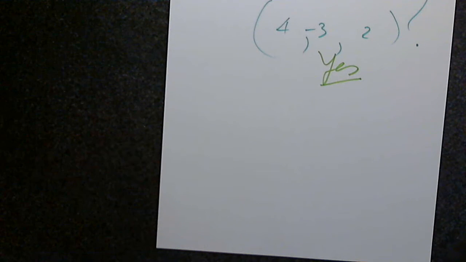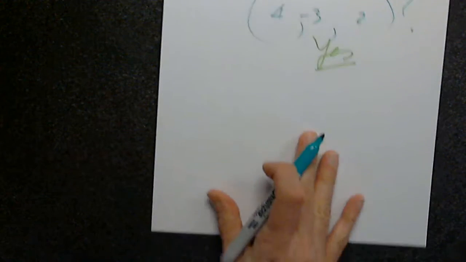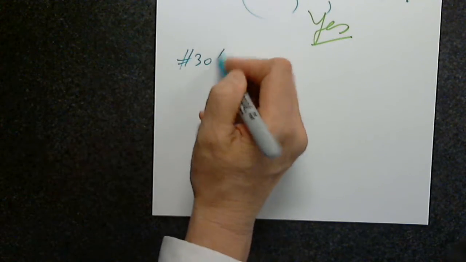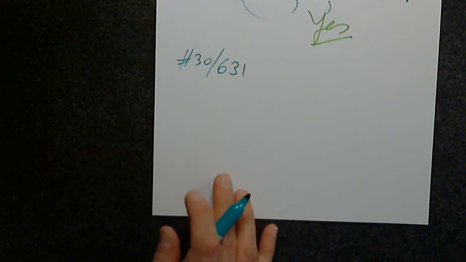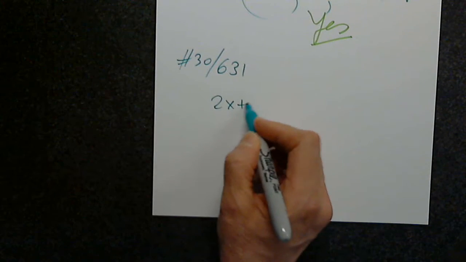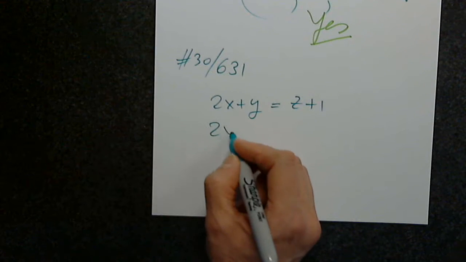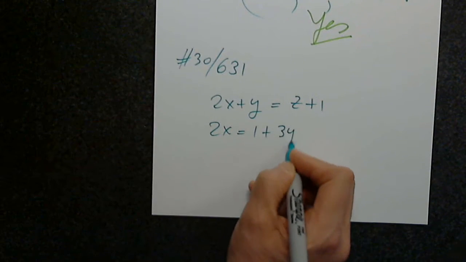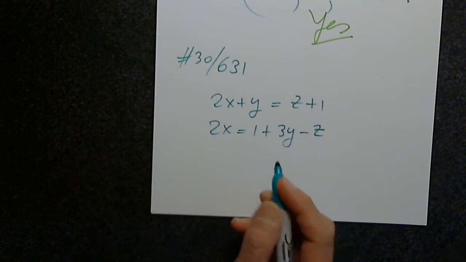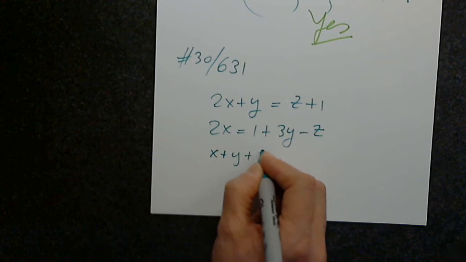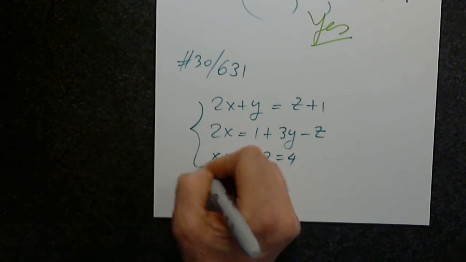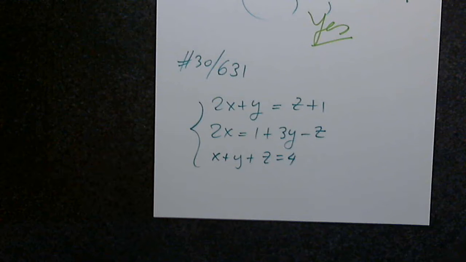21 through 34. Let's do 30. Which one? 30. 30, very good. Let's do 30. Okay, here's 30. 2x plus y equals z plus 1. 2x equals 1 plus 3y minus z. And x plus y plus z equals 4. What is this called? Gauss-Jordan. Okay.